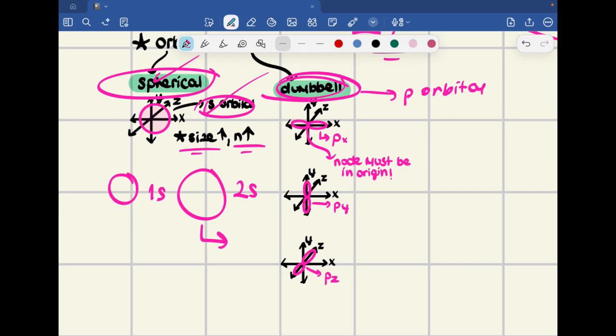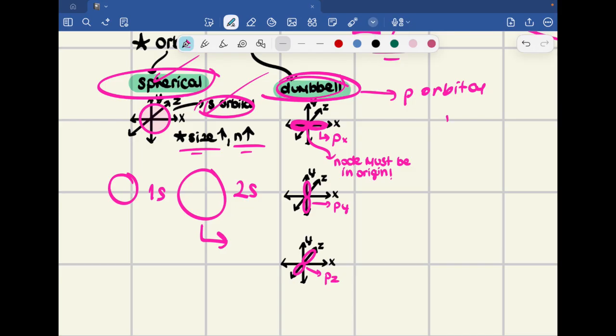We can show it in different axes. Firstly, we have the 2p x orbital. It has 3 different orientations. The first orientation can be the x orbital, and to draw a dumbbell shape, we will draw 2 ellipses, and then we must make sure that the center is at the origin.